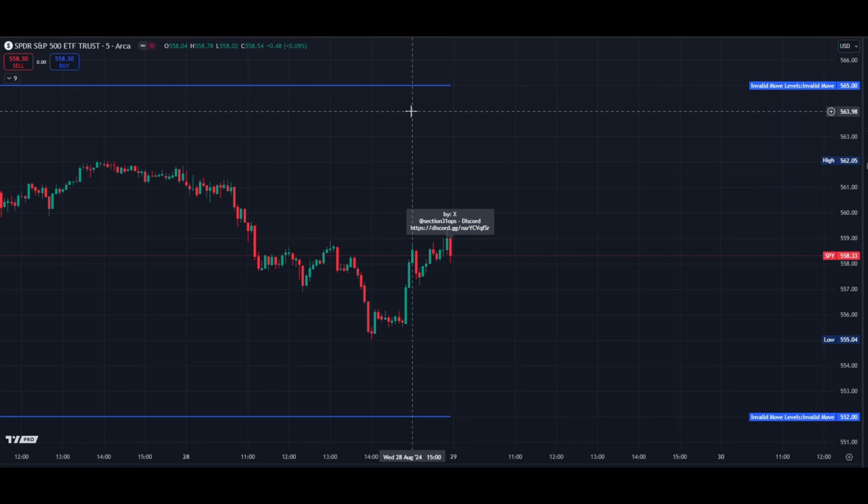Okay, so the last element I want to separate out for you are these invalid moves. Now this one you're going to have to stick with me and have a little bit of faith, because I am going to put out a separate video dedicated to how I find these invalid moves, but I'm not going to get into that today. So you're going to have to stick with me that these are important levels.